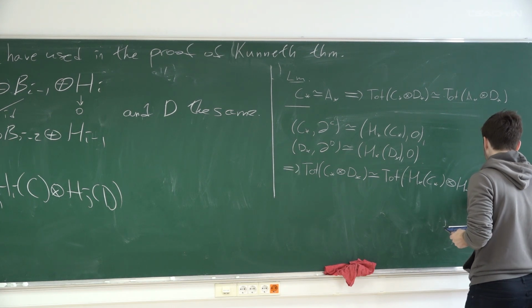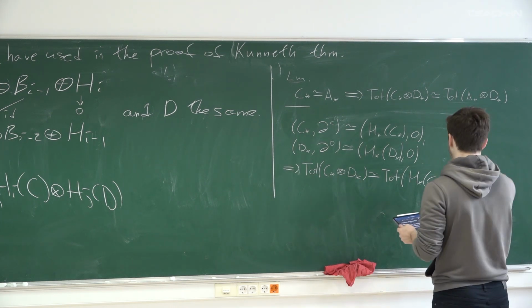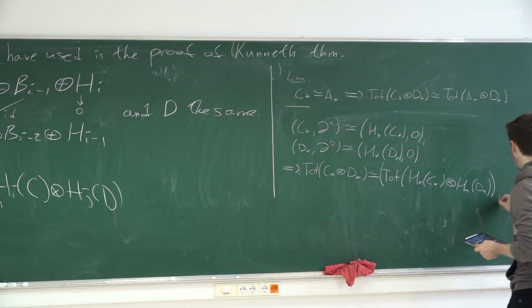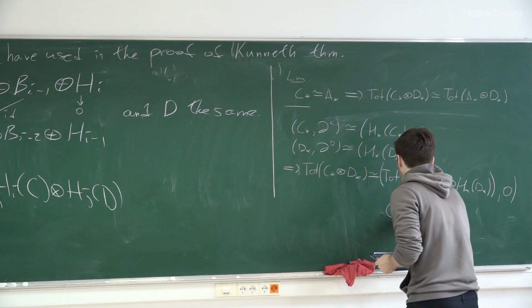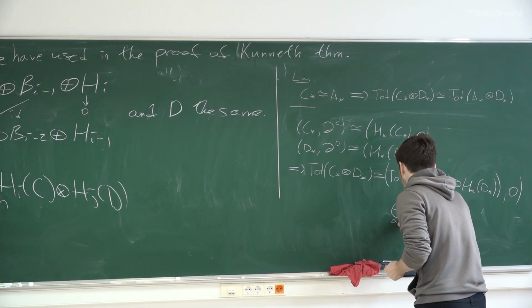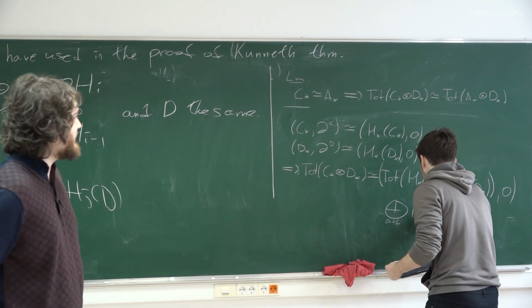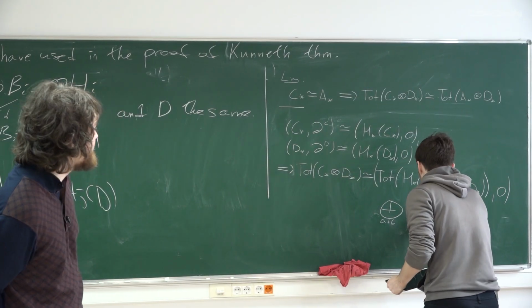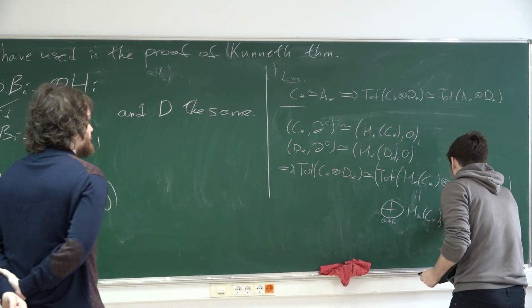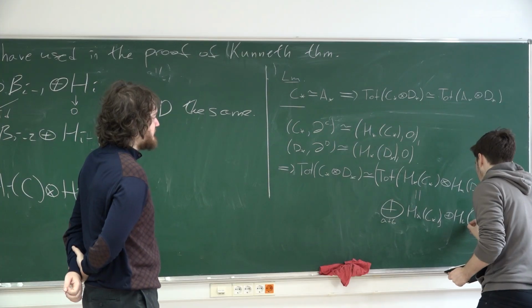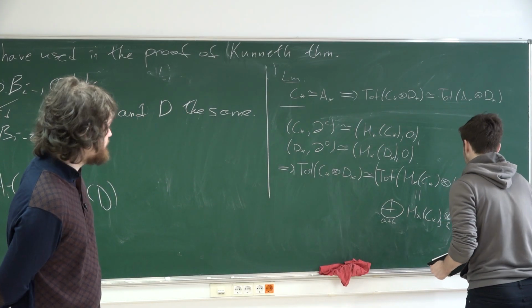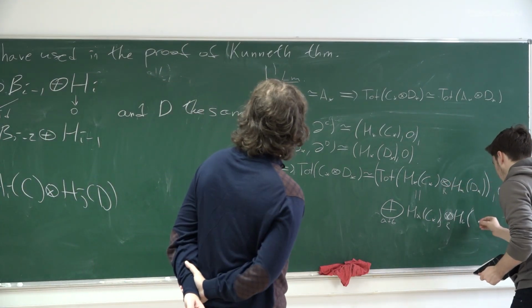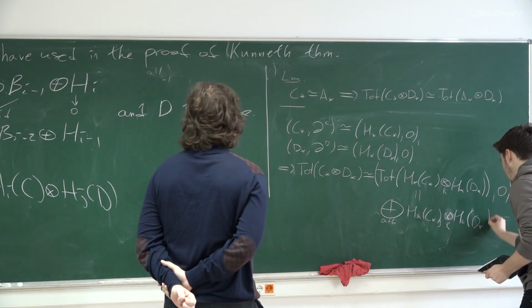So this is the total complex, and here we have zero differential. So this is zero differential, and this is the direct sum A plus B. Exactly. It's okay, tensor product. Yes, of course. Yes, you're right. Okay, very well.